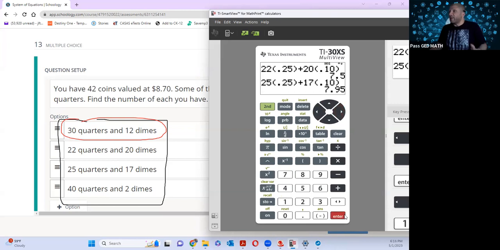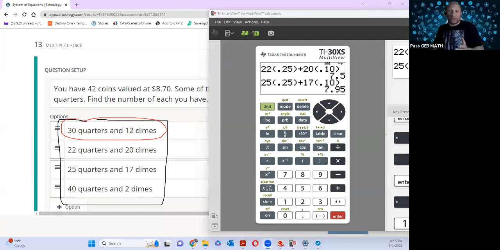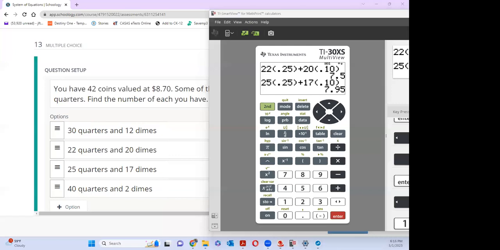Look at that. Look how easy we did this problem. It didn't take us 45 seconds. And this is why you have to spend time with your calculator every single day. There should be no day.